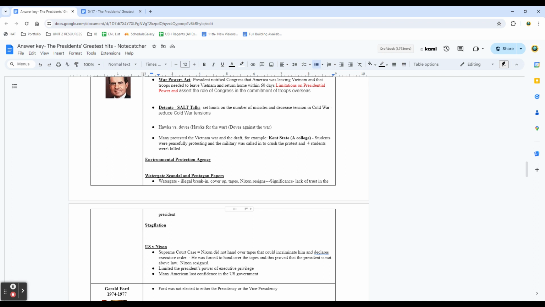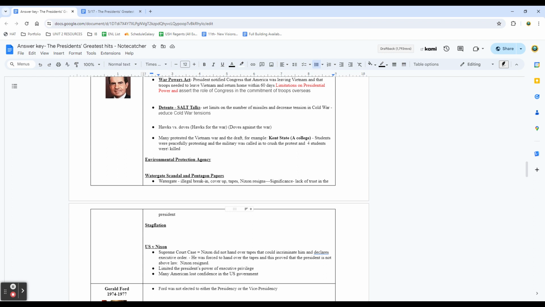There are demands for his personal tapes in the Oval Office to be divulged, and they eventually are through the Supreme Court case, U.S. versus Nixon. Richard Nixon ends up resigning, resulting in a significant lack of trust in the president, and also meaning that former Vice President Gerald Ford takes the presidency.